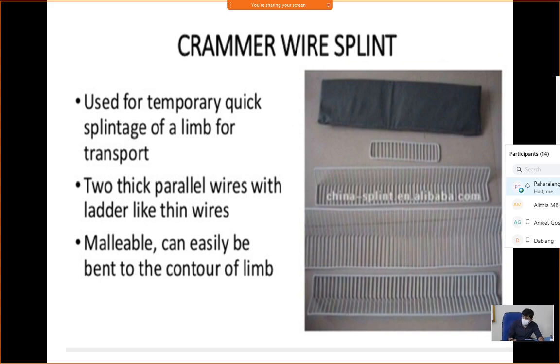Two thick parallel wires with ladder-like thin wires. Malleable, can be easily bent to contour the limb. You can bend it in any shape according to the limb.